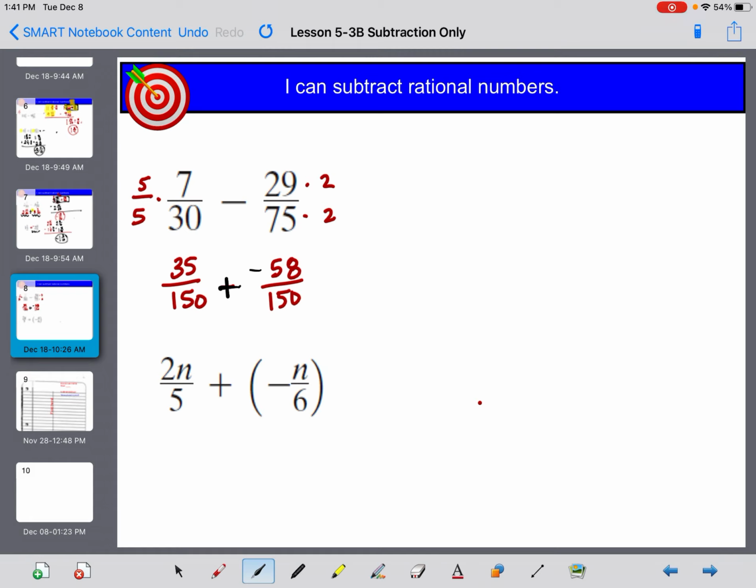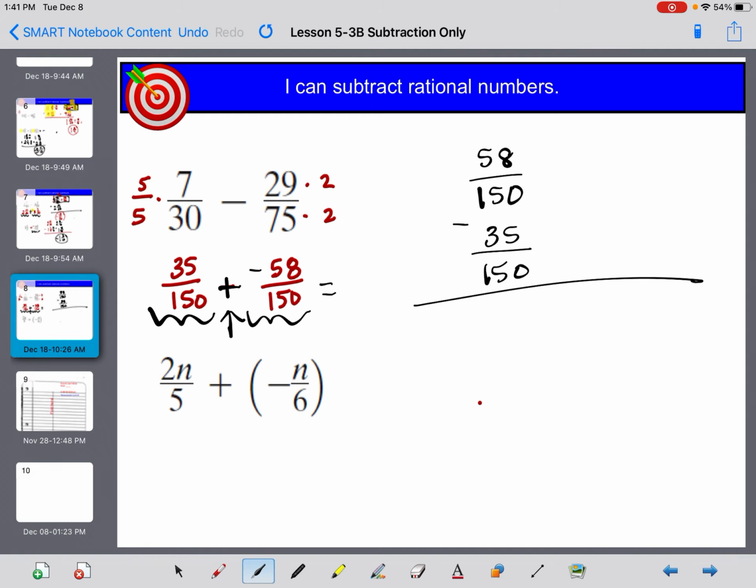I changed subtraction to adding the opposite. Now I'm ready to go. I have two numbers. This is positive, this one is negative, and I'm adding. So I subtract the two numbers, putting the biggest one on top. 8 minus 5 is 3. 5 minus 3 is 2. 23 over 150. Then I give it the sign of the larger absolute value. In this case, 58 over 150 is bigger than 35 over 150, and it's negative. So my answer is negative 23 over 150.